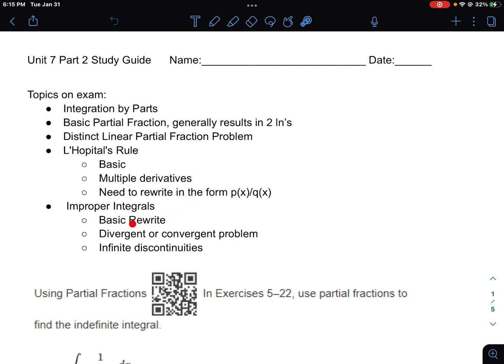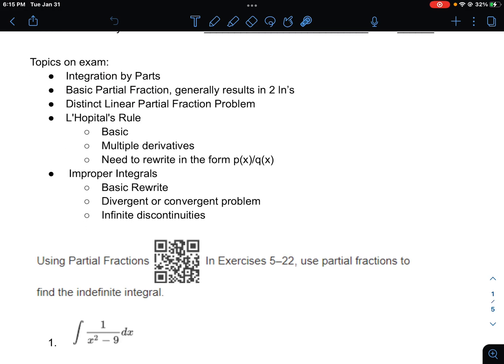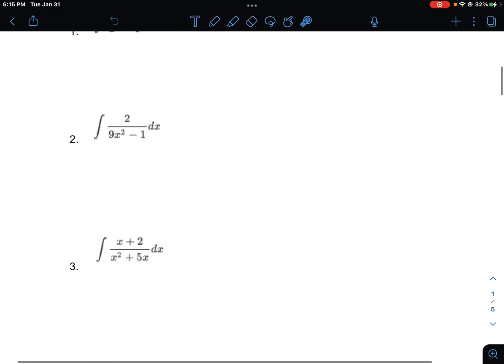As for improper integrals, we're going to go over some basic rewrites where we have to rewrite the integral. Then we're able to go through and take the integral. Sometimes we're going to find that it's divergent or convergent, and in a few of these, we're going to have multiple discontinuities. Okay. At the very end of this, I've added this a little bit later, we're going to go over integration by parts. Okay, so without any further ado, we're going to go over some basic partial fraction decomposition.